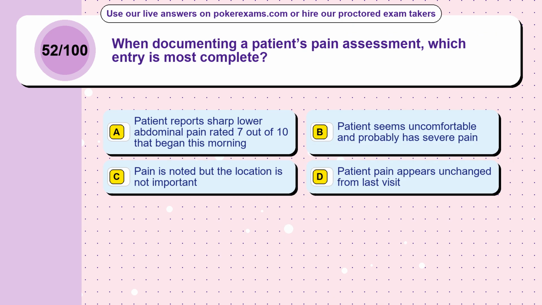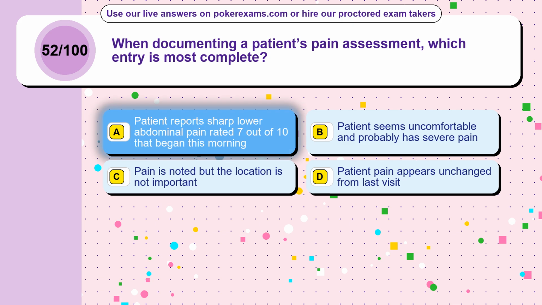Question 52. When documenting a patient's pain assessment, which entry is most complete? Option A. Patient reports sharp lower abdominal pain rated 7 out of 10 that began this morning. Option B. Patient seems uncomfortable and probably has severe pain. Option C. Pain is noted but the location is not important. Option D. Patient pain appears unchanged from last visit.